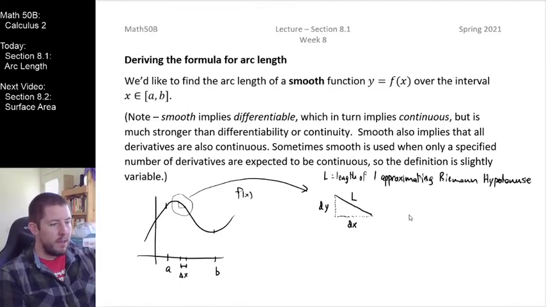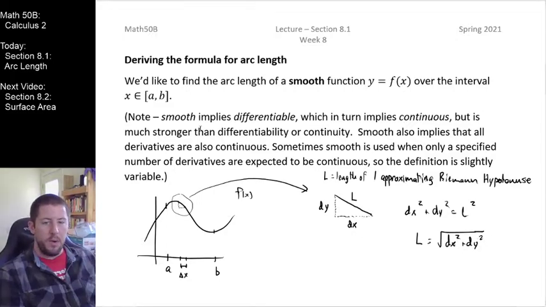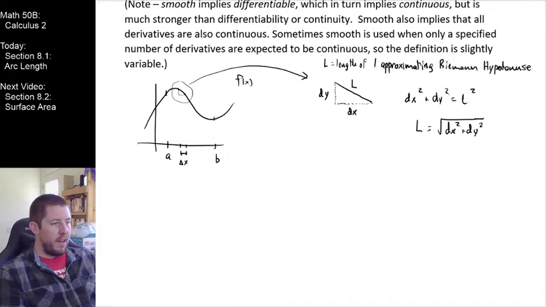And we easily know how to compute this, right? dx squared plus dy squared equals L squared. And therefore L is going to be the square root of dx squared plus dy squared. So on the one hand, that was really easy to come up with our general object that we want to add up a bunch of. On the other hand, what the heck does it mean to have that dx and that dy in there, kind of like a solo thing right there?